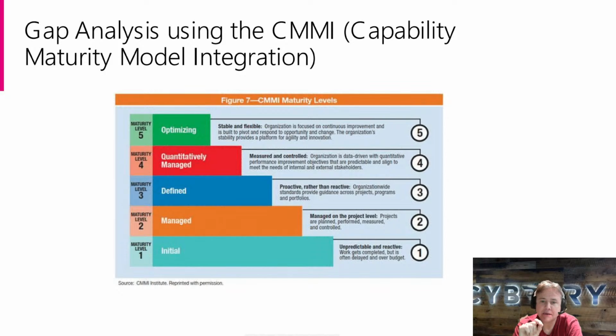Quantitatively managed means that we are data-driven. I understand quantitatively how a change to my process impacts the product that I'm producing. I have an alignment with stakeholder objectives. We're getting there. And then finally at the top, optimizing, continuous improvement. We're always looking for ways to perform the process better, to make a better product, to make us more efficient, whatever our goals and objectives are.